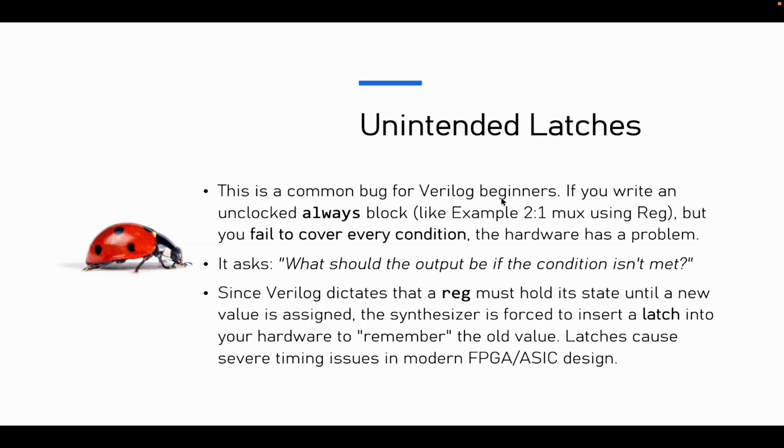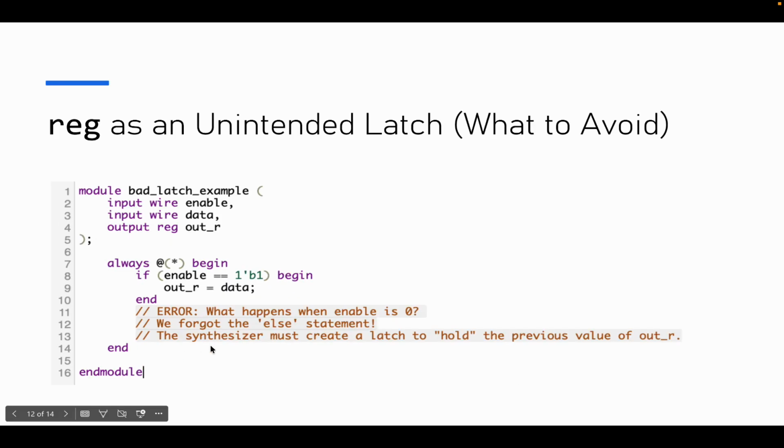This is a common bug for Verilog beginners. When we write the code, we think that if we write only the if part, it is enough. We think the compiler or the synthesizer will understand what the else is, and it will give the output automatically. But that is not the case. The hardware works in a different way, so it creates a problem. What should be the output if the condition isn't met? Since Verilog dictates that a reg must hold its state until a new value is assigned, the synthesizer is forced to insert a latch.